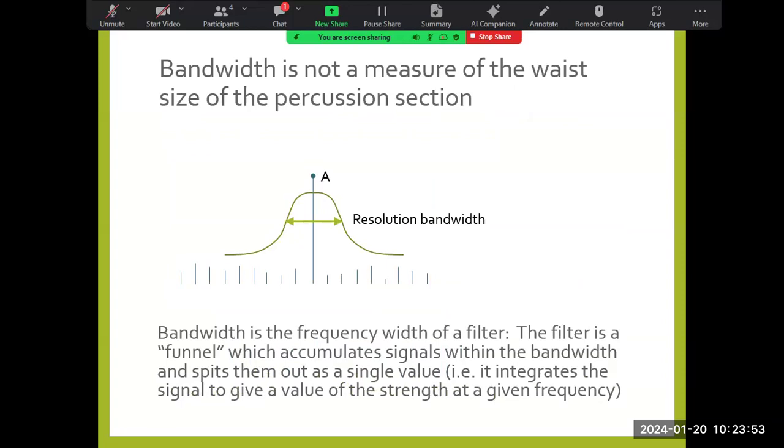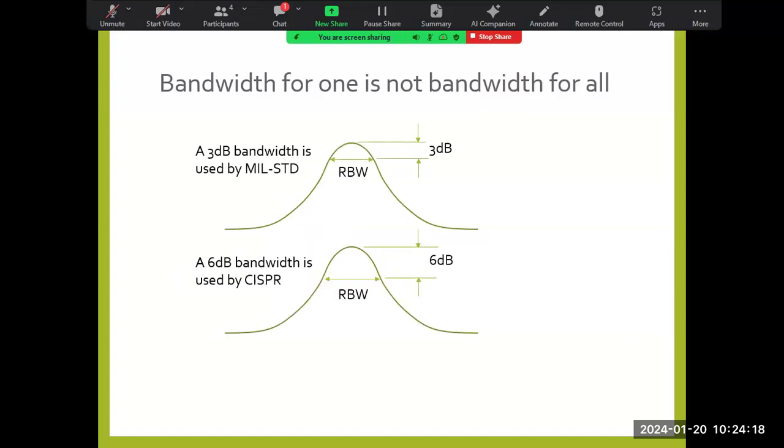So bandwidth is not the measure of my waist. It is the frequency width of a filter. And you can think of it as a funnel. So like I said, when you have more, you open that up, you've got more coming in. And a 3 dB bandwidth is not the same as a 6 dB bandwidth. And would a 6 dB bandwidth have more in it than a 3 dB bandwidth? Yeah.